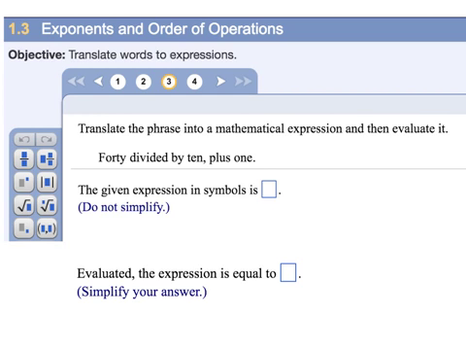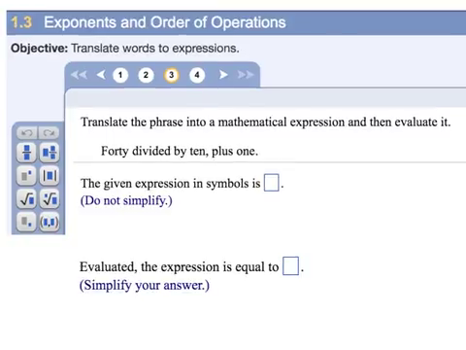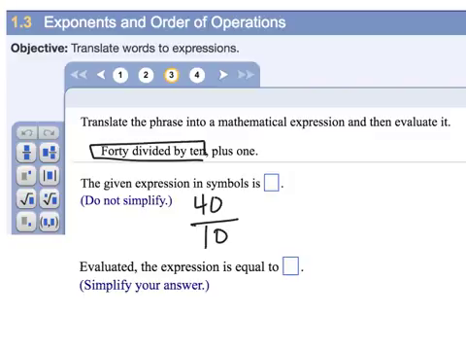Translate into a mathematical expression and then evaluate it. All right, so we've got 40 divided by 10, comma, plus 1. I'm not sure why there's a comma. Oh, I know why the comma. Because they want us to do this part first, then they want us to add the 1. So 40 divided by 10, so that's going to be 40 divided by 10. And then this extra thing, plus 1, means we're going to put the plus 1 here.